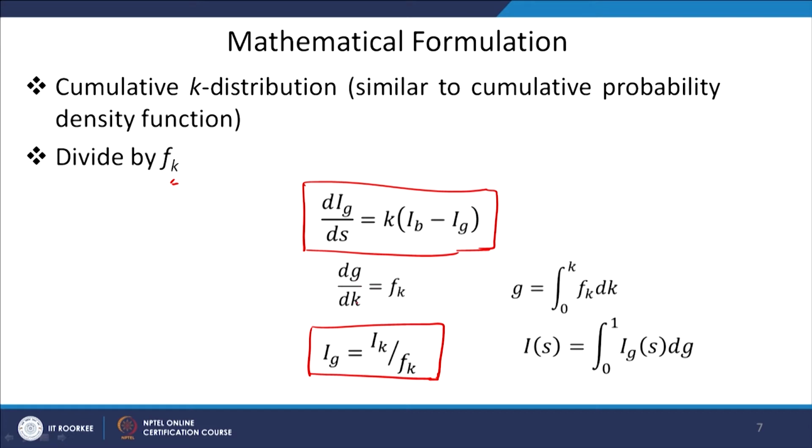We define dG by dk is equal to Fk. So, how to go from cumulative K distribution to K distribution: the derivative dG by dk is equal to Fk, or G is equal to the integral from 0 to k of Fk dk, and the cumulative function always varies from 0 to 1. So, intensity is simply equal to the integral from 0 to 1 of Ig ds, where we are solving the intensity in G space and then integrating from 0 to 1.